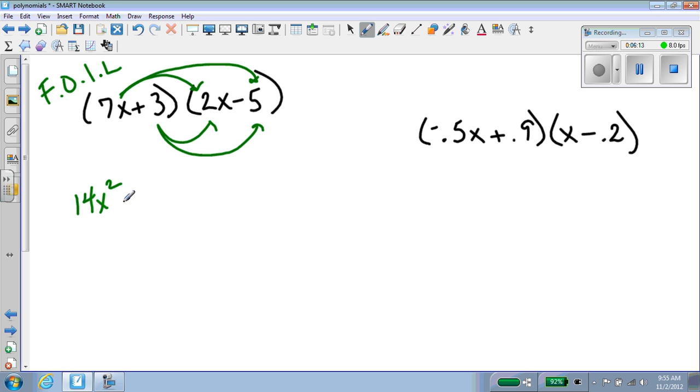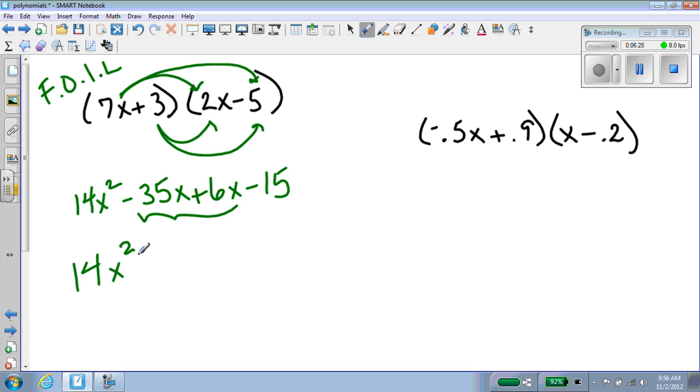My outside terms make negative 35x. My inside terms make 6x. And my last terms make negative 15. My like terms are the outside and insides. I get 14x squared minus 29x minus 15.